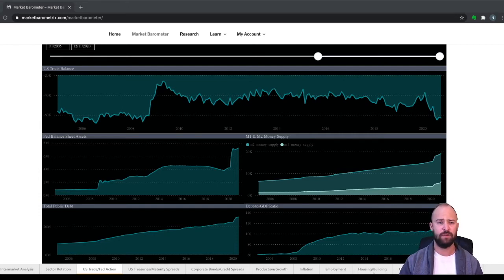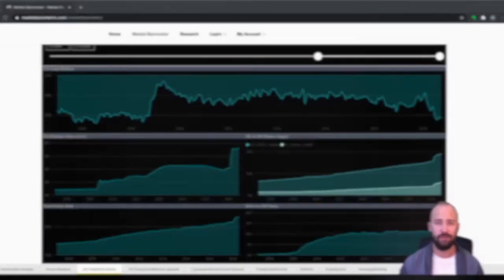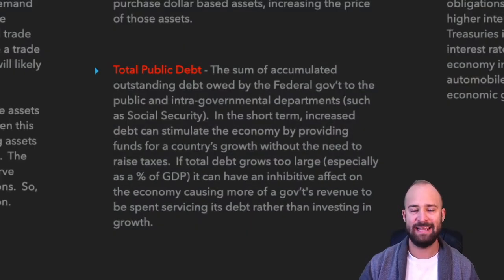So far we have the U.S. trade balance, the Fed balance sheet assets, and M1 and M2 money supply all supporting that strong move down in the value of the dollar. Lastly, we have the total public debt and the debt to GDP ratio. Now, these two measures are more long-term indicators of economic health. The total public debt is the sum of accumulated outstanding debt owed by the federal government to the public and intra-governmental departments like Social Security.